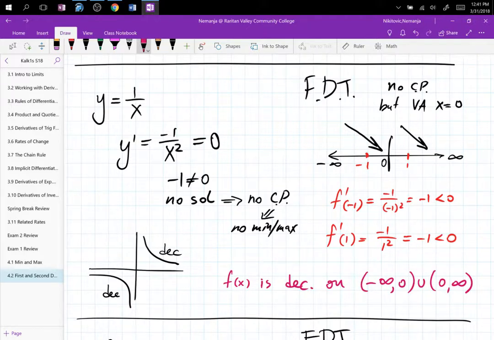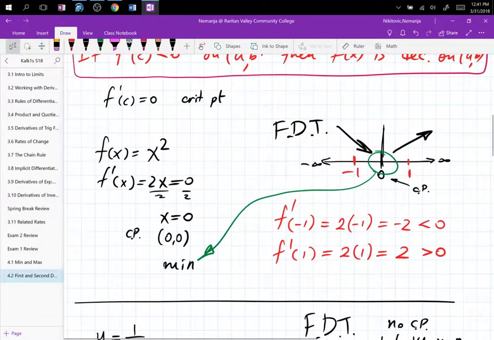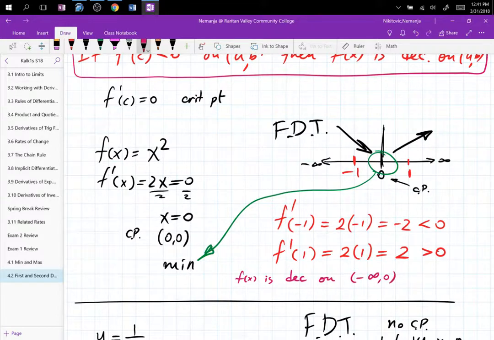So for 1 over x, this is the answer to the question: list the intervals on which the function is increasing or decreasing. That's the first derivative test. Here we go for the x squared. So f of x is decreasing on negative infinity to 0. f of x is increasing on 0 to infinity. That's the answer right there.